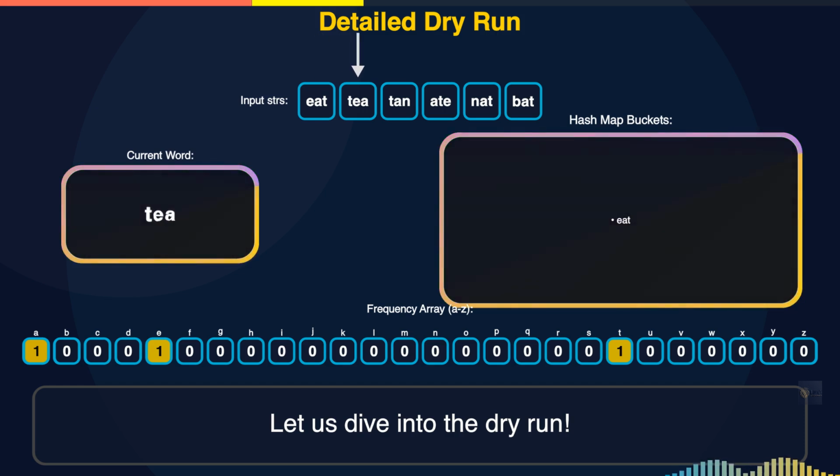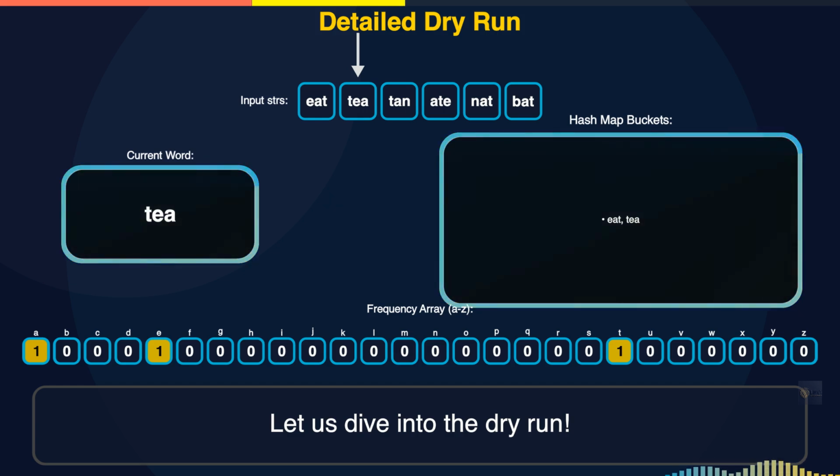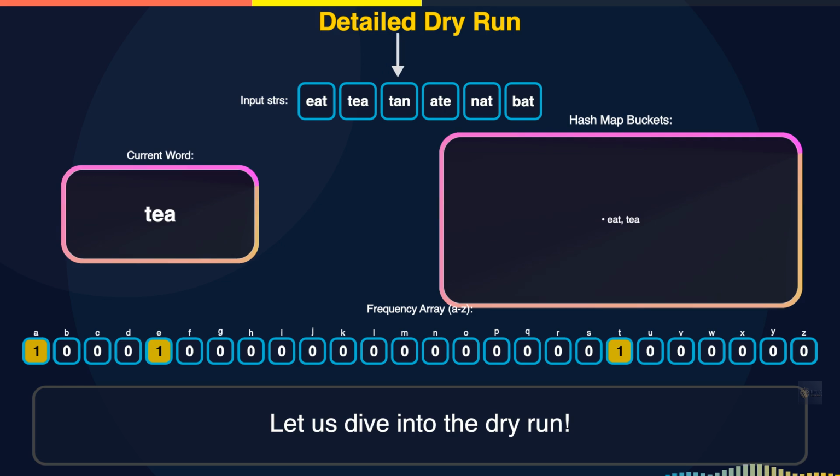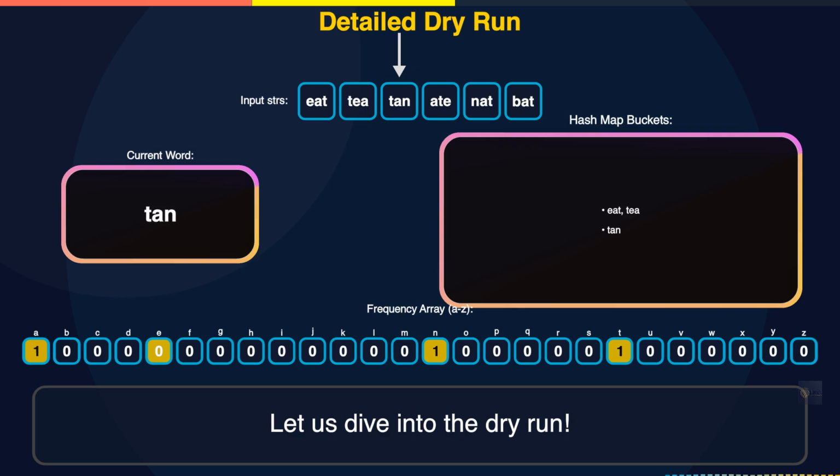Next is tea. We count the letters: one e, one a, and one t. Wait. This matches our first key exactly. We go to that same bucket in the map, and append tea. Now that group has two words. Now for tan. One t, one a, and one n. This is a new signature. We create a second bucket in our map and place tan inside.